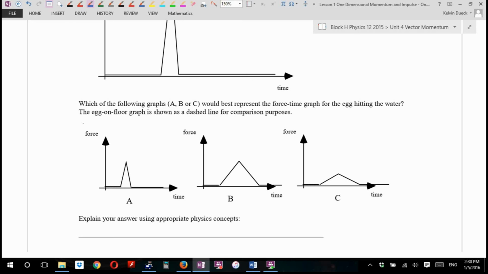Then it says the egg on floor graph is shown as a dashed line. That's not appearing anymore, is it? So I should scratch that out. Over time, this diagram has degenerated. Which of those do you think would match the egg in the bucket? A, B, or C? Why C? You're right. Why C? First of all, why is A wrong? Because I think the time of the collision is the same, and we know that's not the case. Right? What about B and C? I think B has too big a force still. It's going to be C.